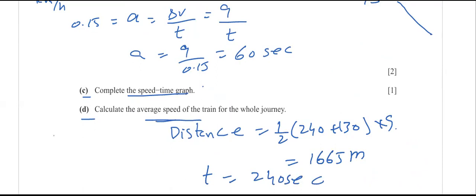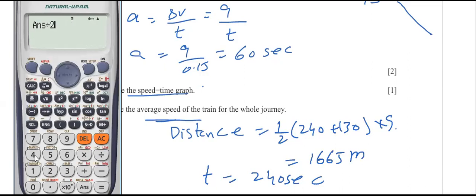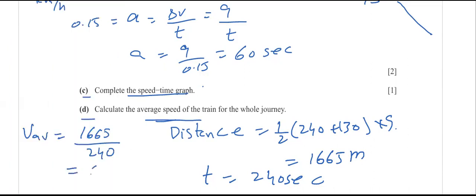So what will be the average speed if we have to find? Average speed will be total distance divided by total time. It will make 6.94, you can say. So 6.94 meter per second will be the average speed of the journey. For the full journey, this will be the average speed.